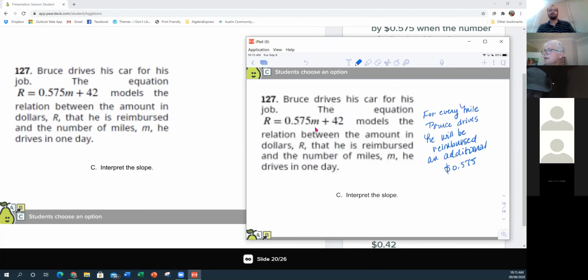Okay, so in this problem, M is the number of miles. So for every mile that Bruce drives, he will be reimbursed an additional 0.575 cents. So to figure out how much he's going to make, you just take the number of miles that he drives and stick that in for M, because for every mile he drives, he gets another 0.575. So if you're picking these solutions, it would be the first one, A. Most of y'all got that right.